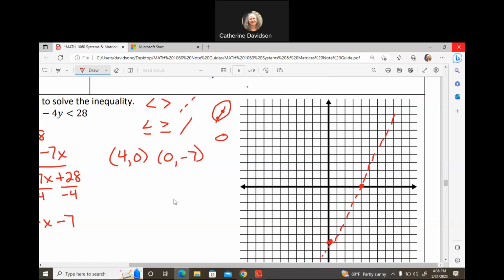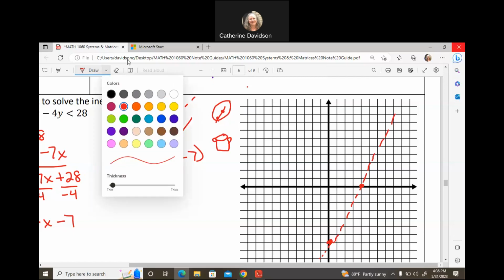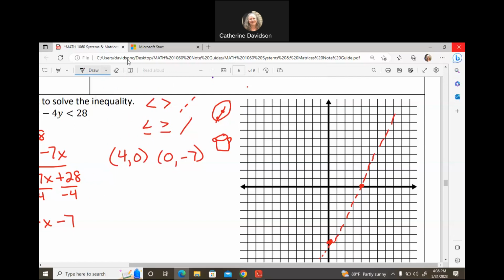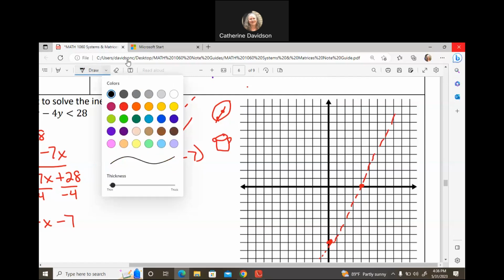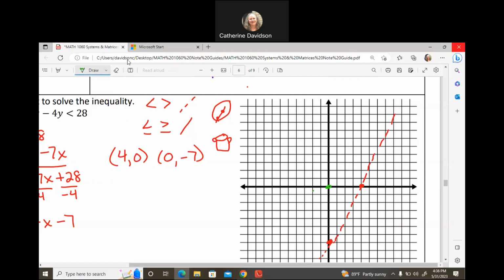The next thing you're going to do, it looks like a paint can. I'll go over this at the end of the video. I will show you how to graph this in my math lab. You need to shade on either side of this inequality. So I like to use the test point 0, 0. So we're going to plug that into the original inequality.